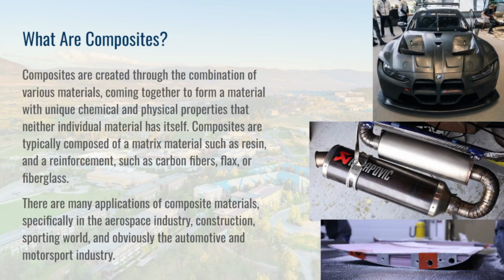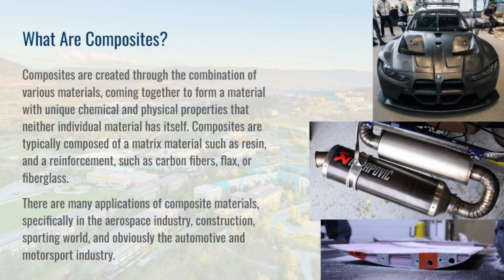Starting basic, what are composites? It's a combination of various materials. They come together with some unique physical and chemical properties that neither material or component of the composite material has by itself. Some examples of that are carbon fibers, flax fibers, or fiberglass. If you look at these pictures, we have the M4 GT3 car, which is a full carbon body. We have our exhaust here, which has a carbon muffler, and then some wings there on the fabric itself.